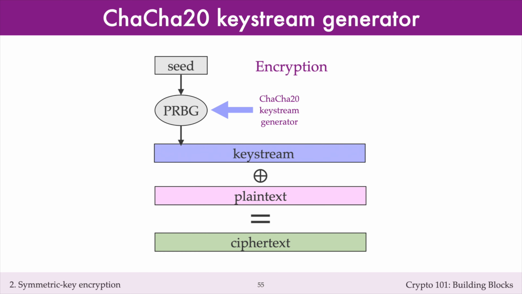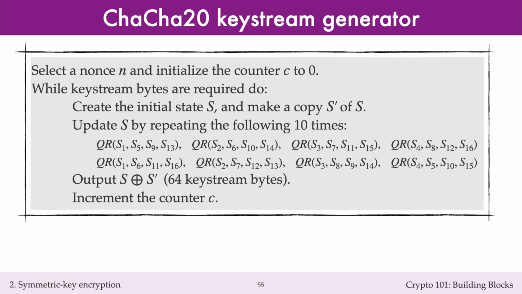Finally, here is a description of ChaCha20's keystream generator. Suppose that Alice wishes to send Bob a message, which is 64,000 bytes in length. Each iteration of the keystream generator outputs 64 keystream bytes. And so Alice would need to iterate this algorithm 1,000 times to generate 64,000 keystream bytes.